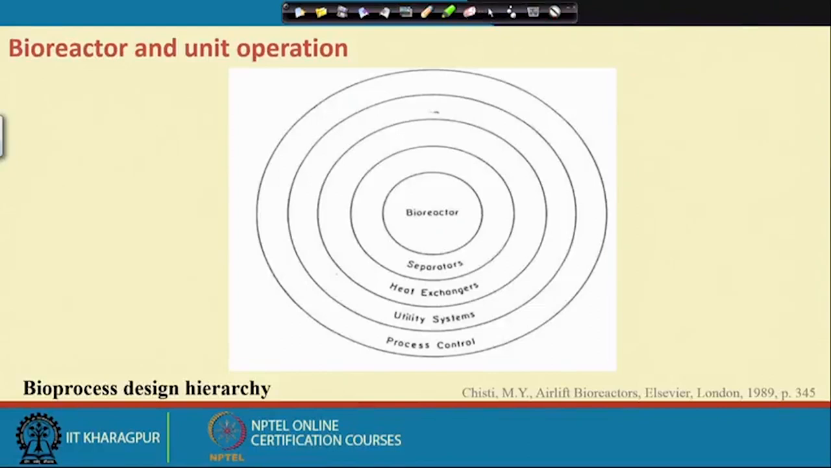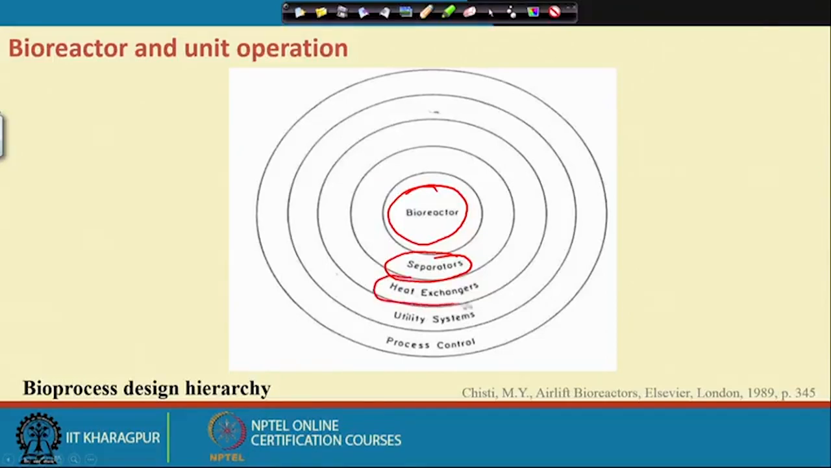Now, the question comes: what are the bioreactors and the unit operations? The bioreactor is the heart of the chemical process. After the reaction is over, we pass it through the separator. In any biochemical or chemical industry, we have different separation processes. Separation means solid-liquid separation, or liquid-liquid separation also.